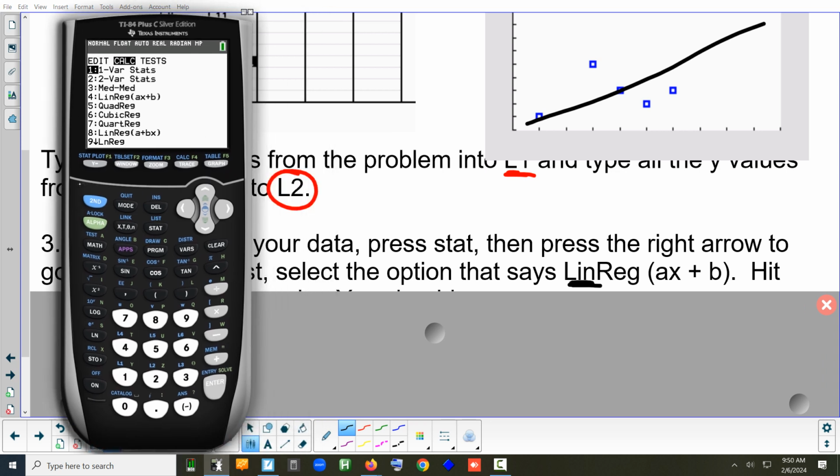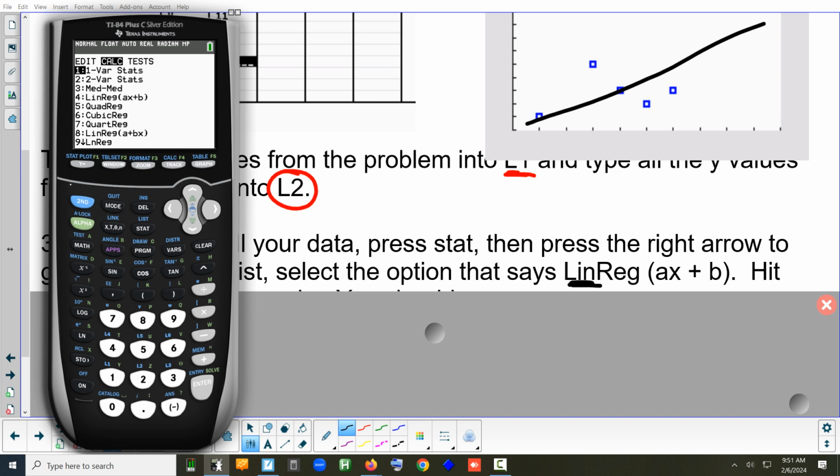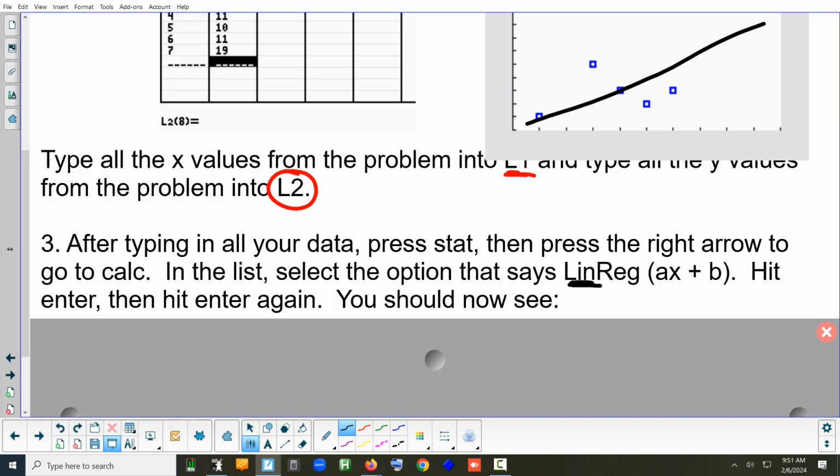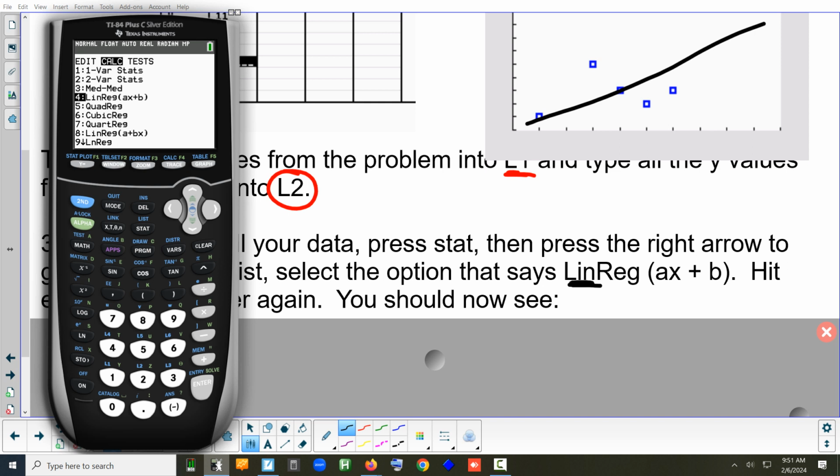Does anyone see what option number on the calculator looks exactly like what's on the board? 4. Yep, it's option 4. So we can go down to option 4, and you should have a black box around the 4. Does everybody have a black box on the 4? Okay, so now hit enter. Mine was at number 8. Okay, well, make sure you go to 4. We want 4.